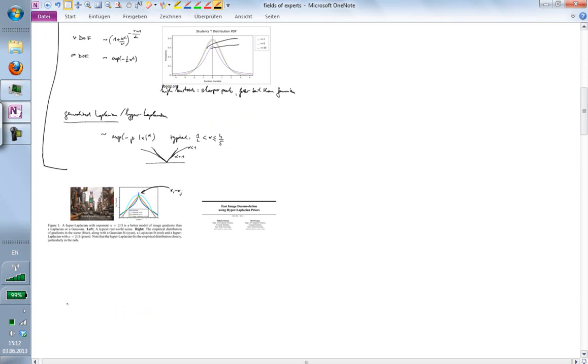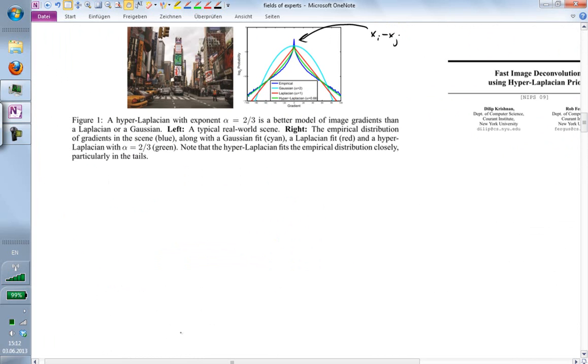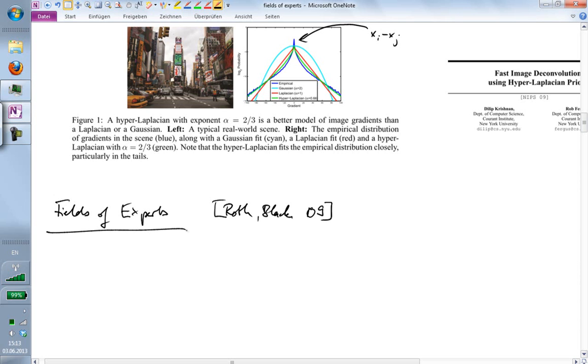And I now want to come to the field of experts as introduced by Roth and Black. There were various conference paper predecessors, but there's a nice PAMI paper, I think it's PAMI, which summarized this in 2009. Stefan Roth is not working far from here in Darmstadt, and Michael Black is now in Tübingen, also quite close.